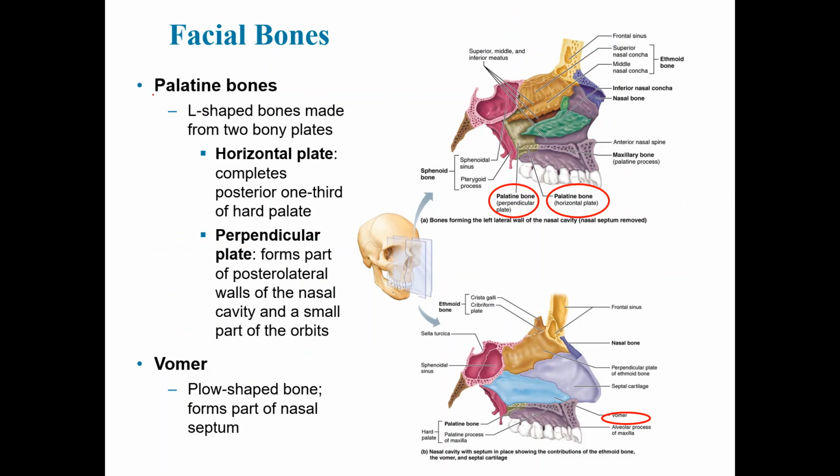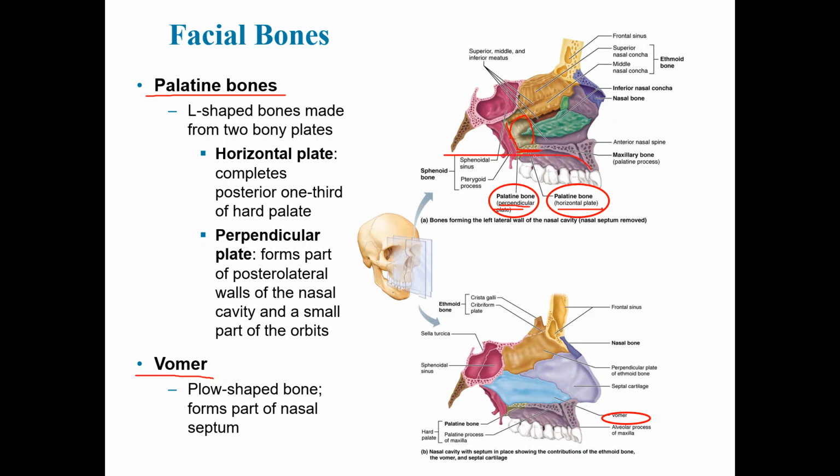The other two bones we're going to look at are the palatine bones and the vomer, which is a single bone. Okay, and the palatine bones are actually L-shaped bones in which we recognize two plates, basically. The perpendicular plate over here and the horizontal plate over here. Okay, you see the L shape. And the horizontal plate completes the posterior third part of the hard palate.